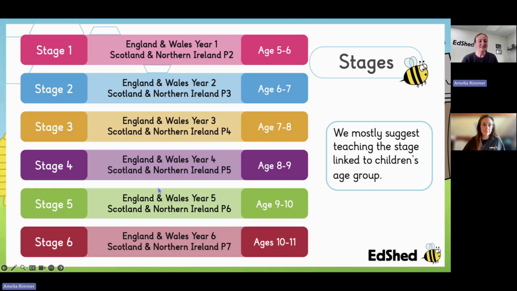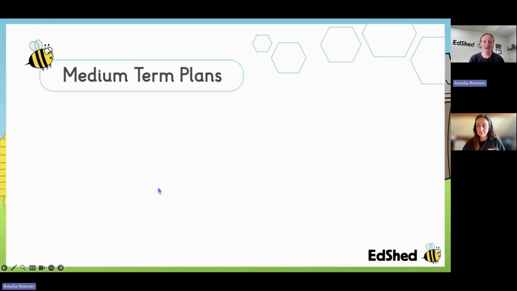But it also means that if you need to go to different year groups to help support a child in particular things that they're struggling with, it doesn't have that year or that age plastered all over it. It is just talking about stages, so it can be a little bit more removed from that. And we do generally within EdShed suggest teaching the stage that is linked to the children's age group, but you can use those other materials to support outside of that too.